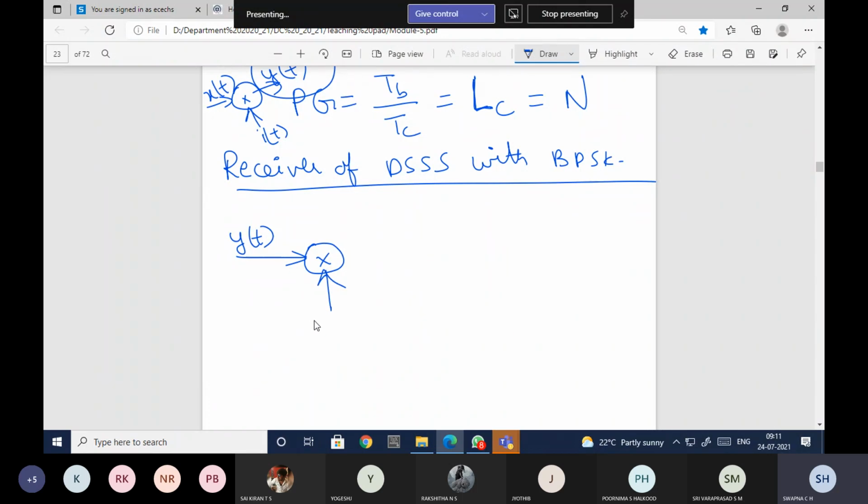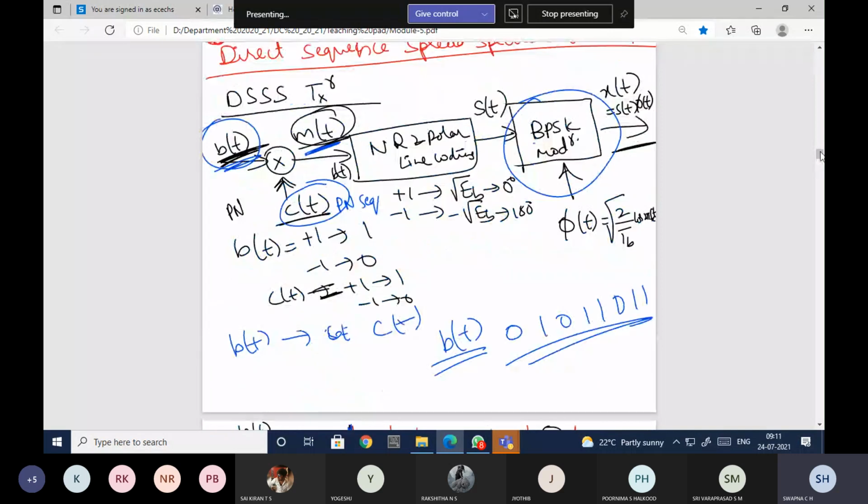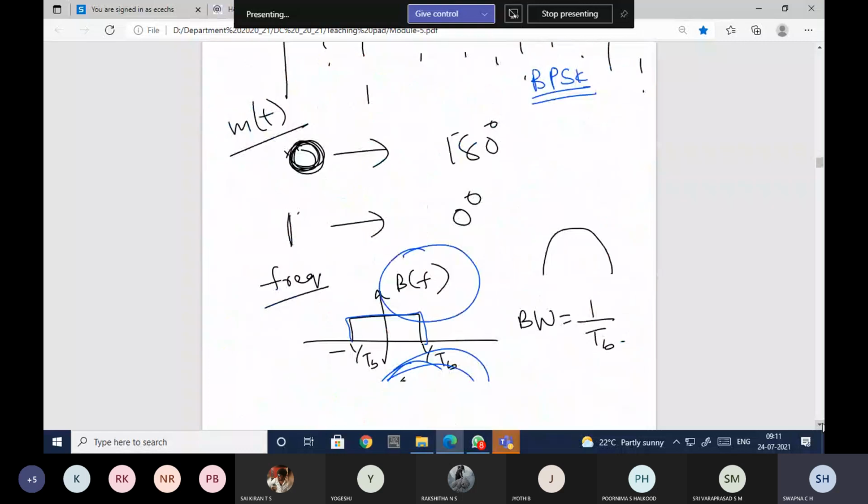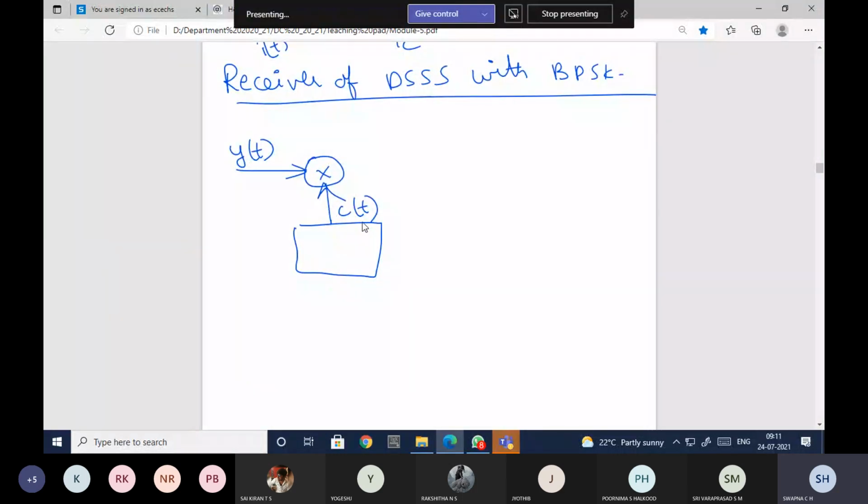Despreading means we know very well the PN sequence that we were generating at the transmitter end. We were generating C of t, so whatever C of t we were generating, here also we need to use the same C of t. That is the advantage. If the C of t is not matching, then you will not be able to despread the signal properly. So with the PN sequence generator, Y of t will get multiplied with C of t so that the despreading happens. Now I need to give it to the coherent detector.